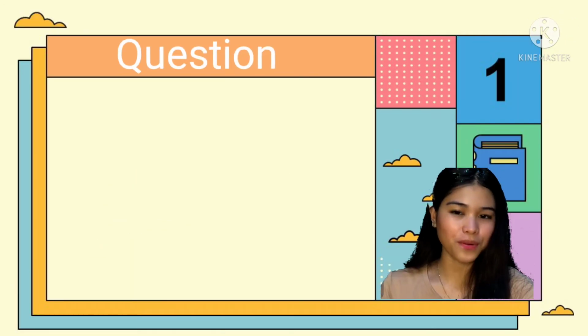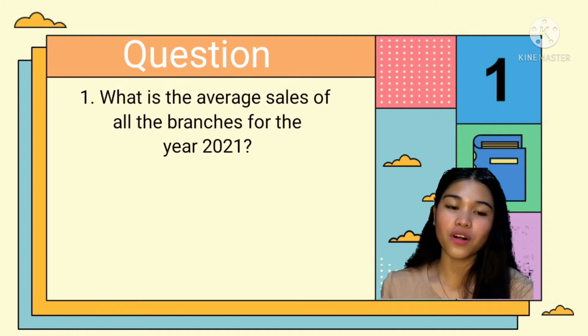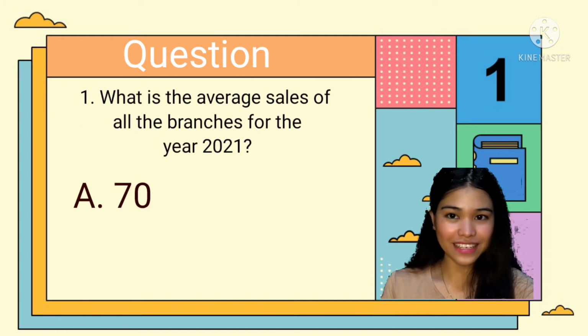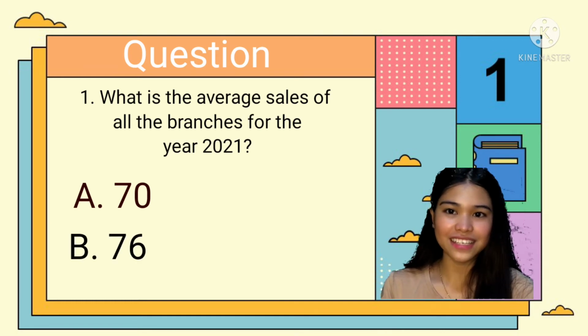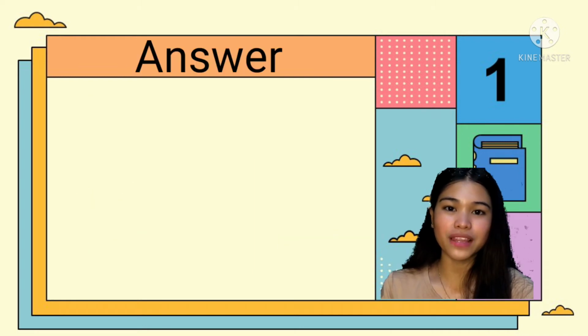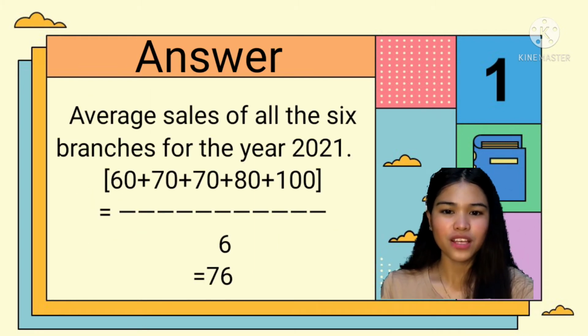So for question number 1, what is the average sales of all the branches for the year 2021? Letter A, 70, letter B, 76, letter C, 81, and letter D, 92. So the answer for that would be letter B, 76. The average sale of all the 6 branches for the year 2021 is 60 plus 70 plus 70 plus 80 plus 100, and simply divided by 6. And that's why the answer is 76.